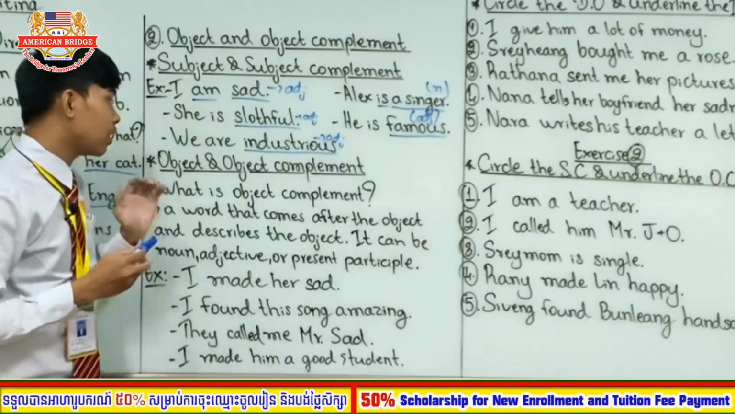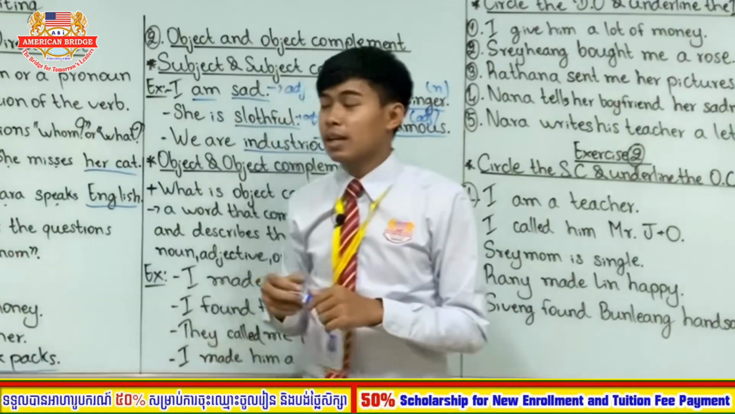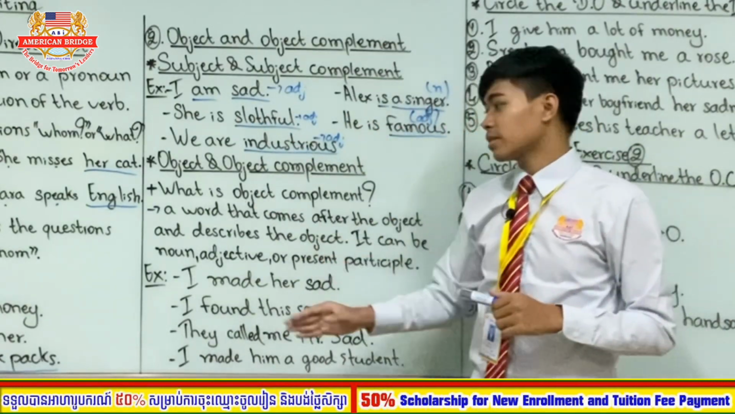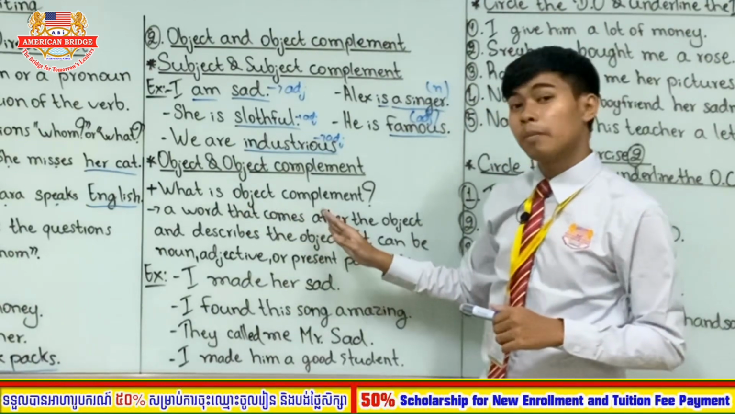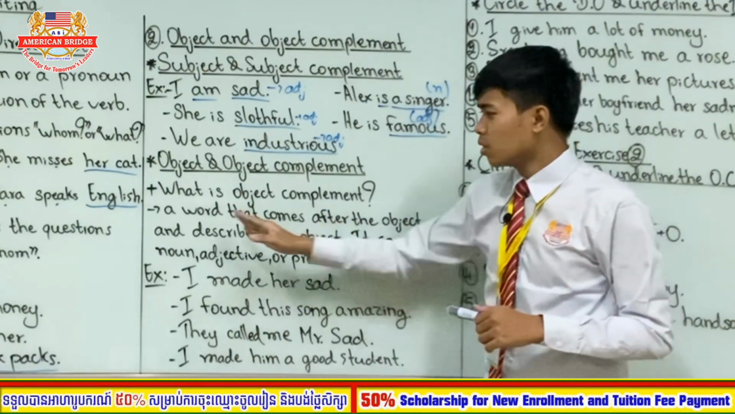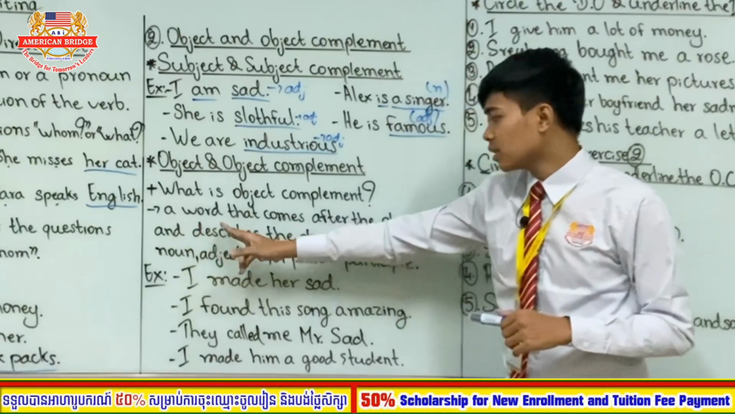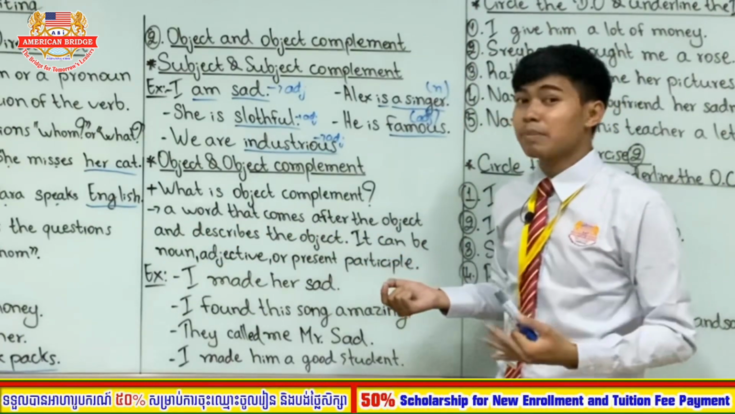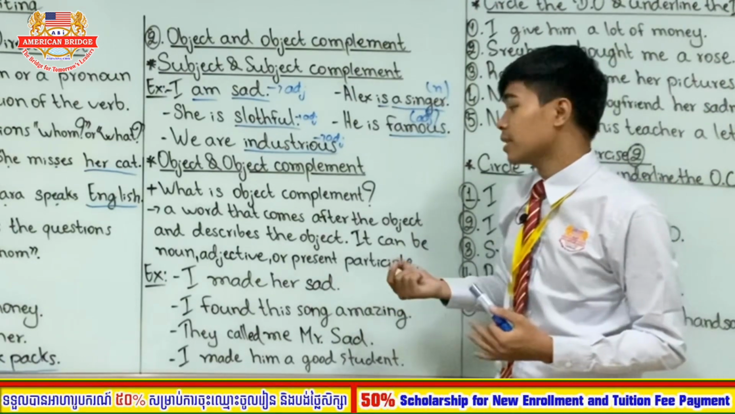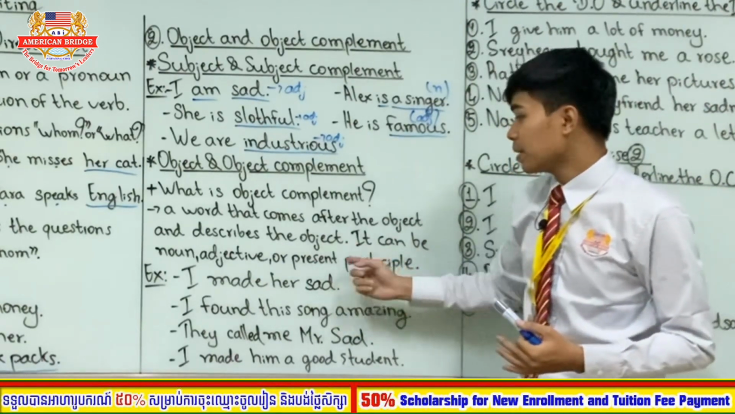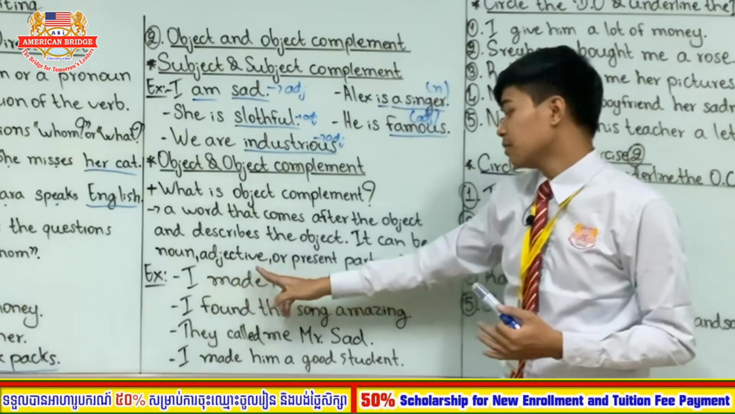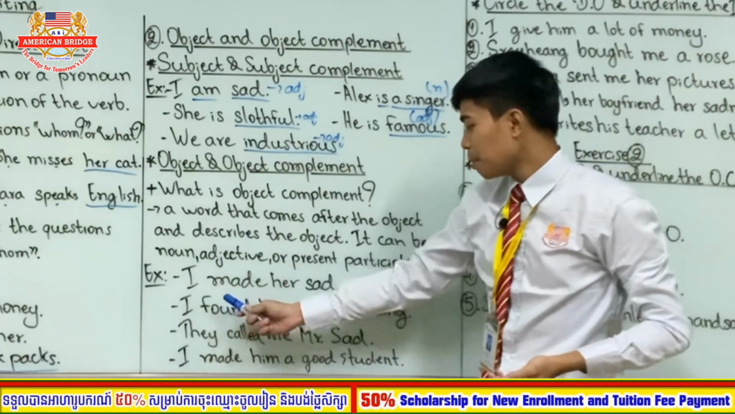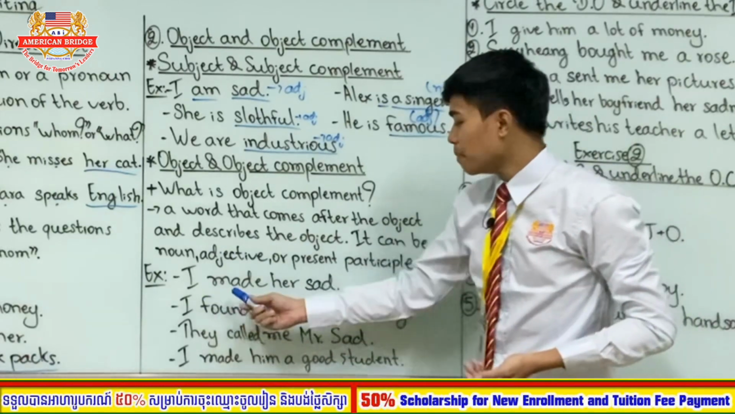Let's go to our lesson today, which is about object and object complement. The first question you need to ask is, what is object complement? Object complement is a word that comes after the object and it describes the object. It can be a noun, an adjective or a present participle. Okay, now let's look at the example. I made her sad.